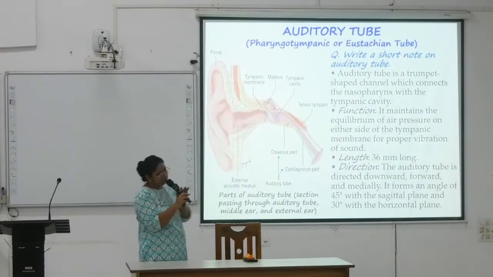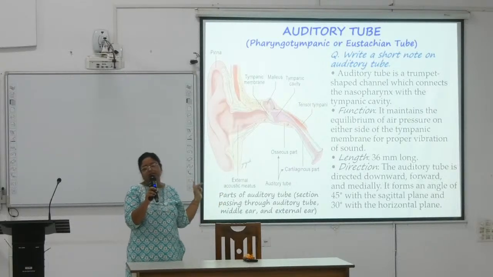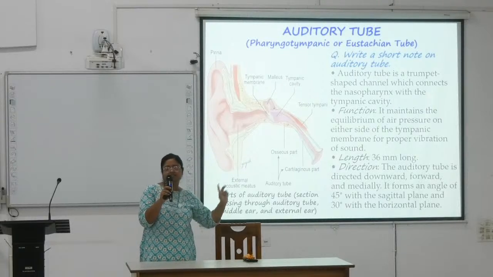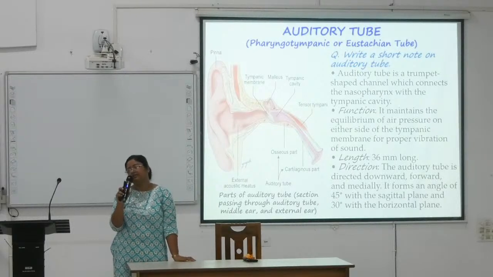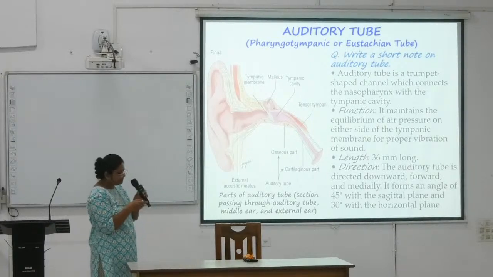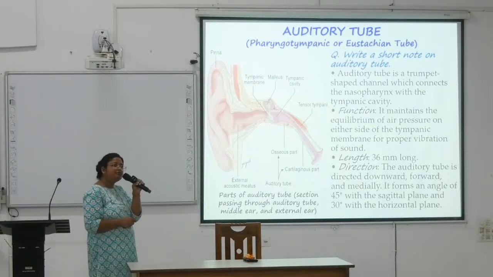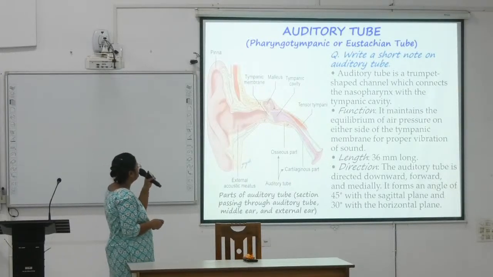Okay, so the tympanic membrane we have covered, and in the anterior wall you have seen the opening of the eustachian tube. The eustachian tube we will discuss now in detail. It is also an important long question, auditory tube or eustachian tube. It can also come as a short note. The auditory tube is also known as the pharyngotympanic tube or eustachian tube. The auditory tube is a trumpet-shaped channel.